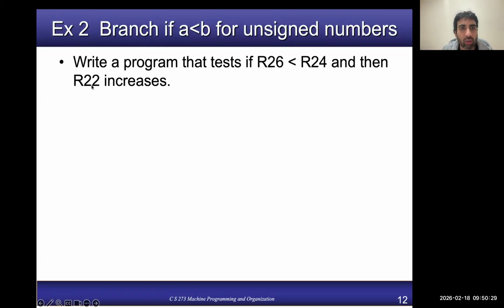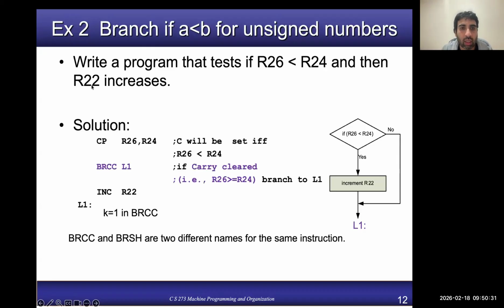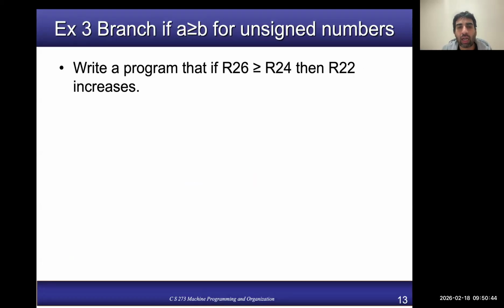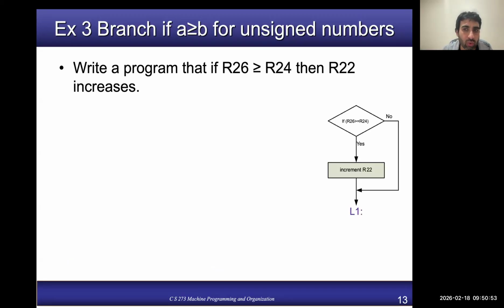So, okay, now let's go to the next example. Again, branch CC and branch same or higher are two different names for the same instruction. I already explained how, because both check the C flag. Now, write a program that tests if R26 is greater than R24 and then increases R22.